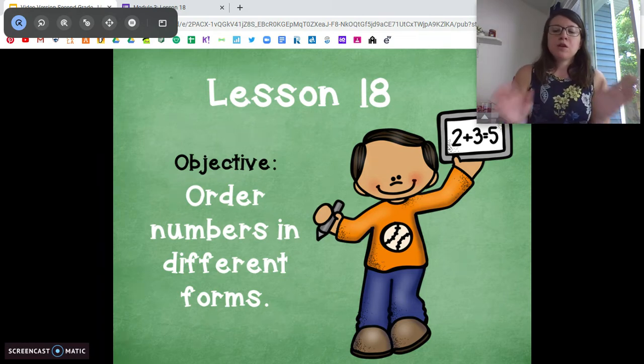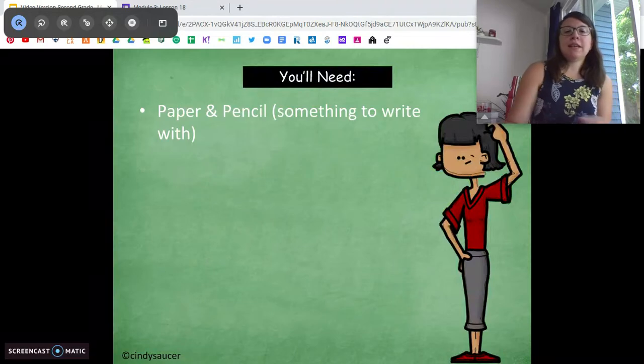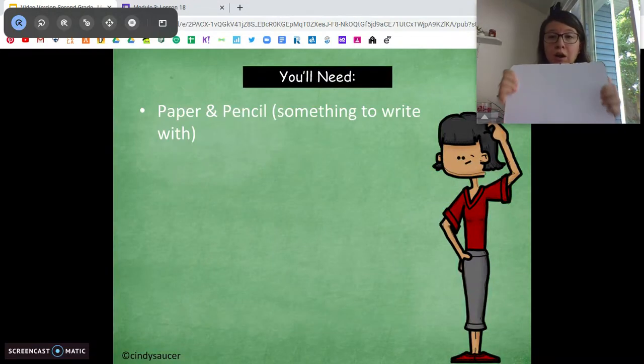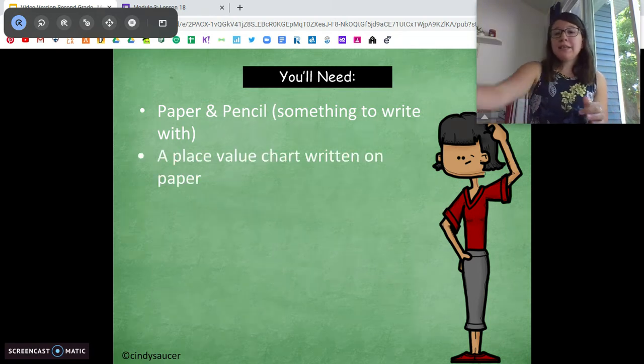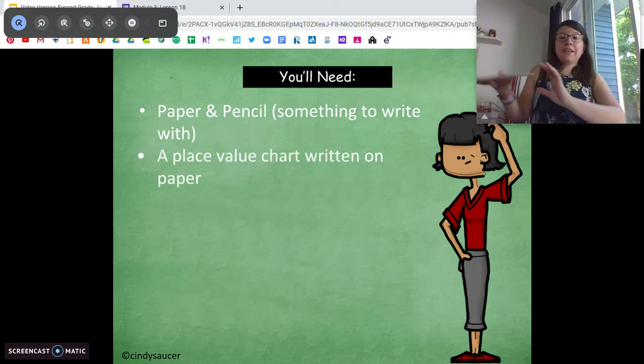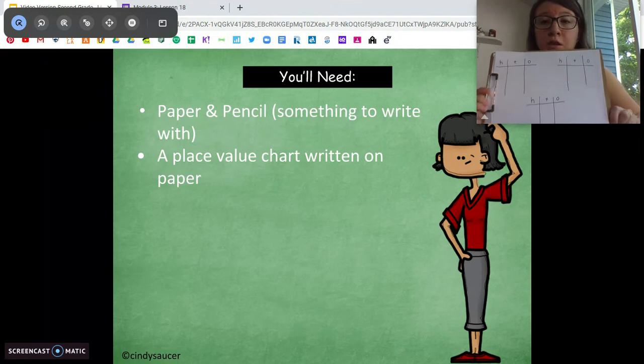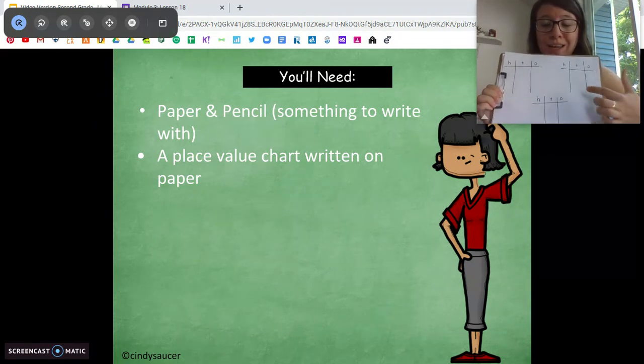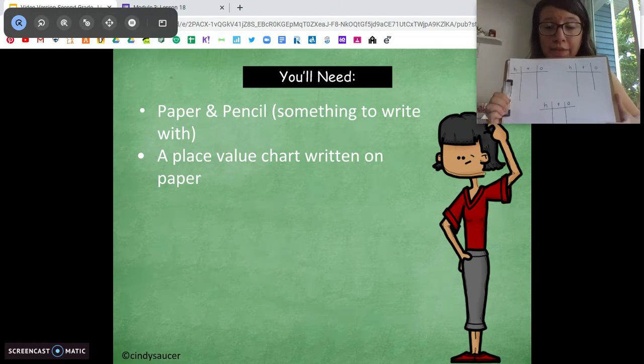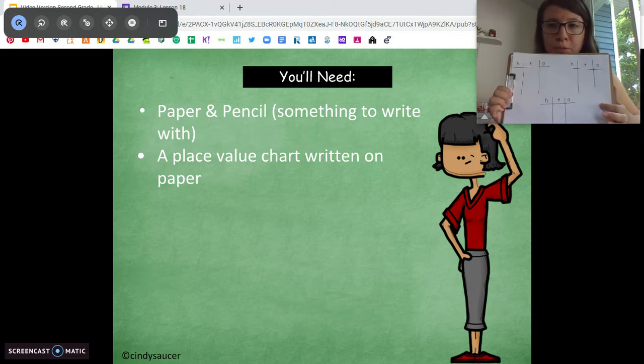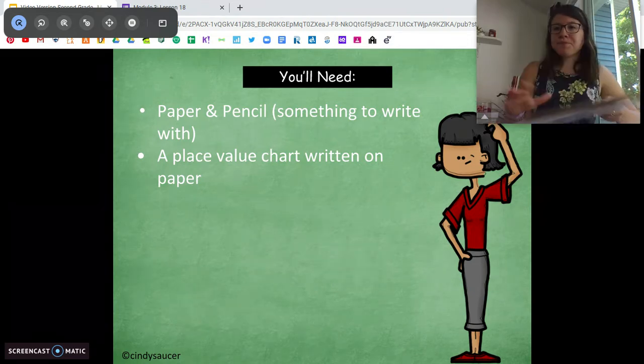So for today, you're going to need something to write with, something to write on for our application problem. You're going to need a place value chart. You're actually going to need 3 place value charts. So go ahead, get a piece of paper, pause the video, make 3 place value charts on that paper. This is going to help us to compare the numbers in different forms. Okay? So make that. Come back when you're ready.